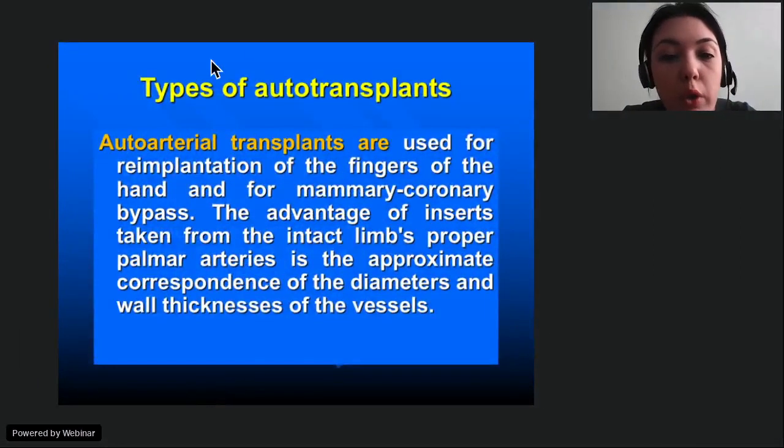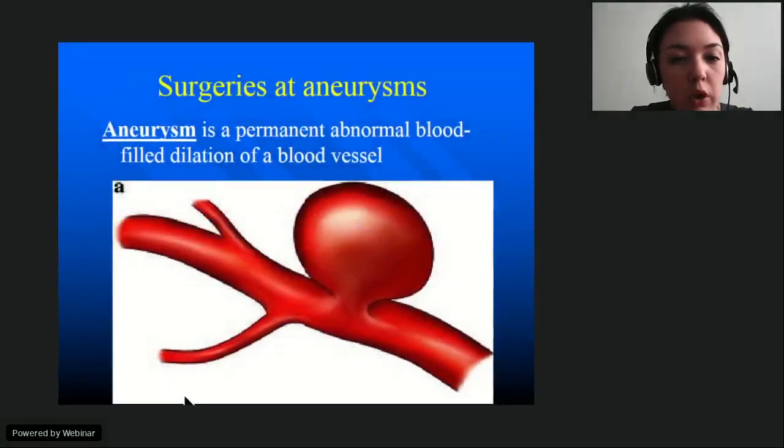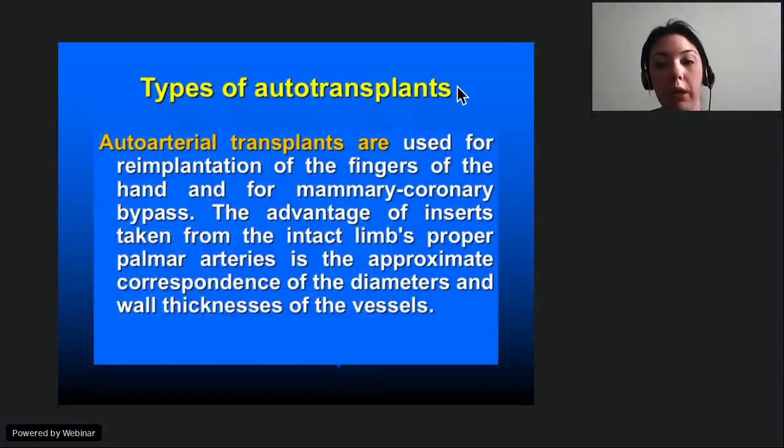Also, we use auto-arterial transplants. They are used for re-implantation of the fingers, for example, of the hand, and for mammary coronary bypass. The advantage of these auto-arterial transplants is the approximate correspondence of diameters and wall thicknesses of the vessel. So which arteries do we usually use for auto-arterial transplants? So yes, we use mammary coronary.